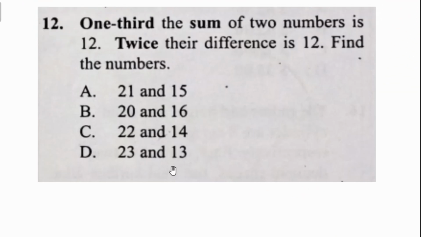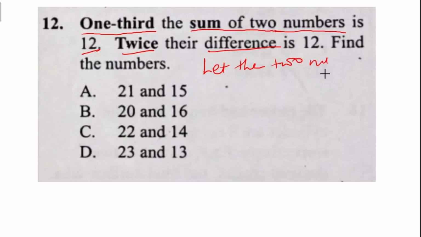And question 12 reads that 1/3 the sum of two numbers is 12. Twice their difference is 12. Find the numbers. Again, it will be important for us to underline the key terms here. The fact that 1/3 of the sum of two numbers is 12, and then twice the difference is also 12. Obviously we don't know the two numbers, so if we let the two numbers be x and y, we can substitute them into the question.